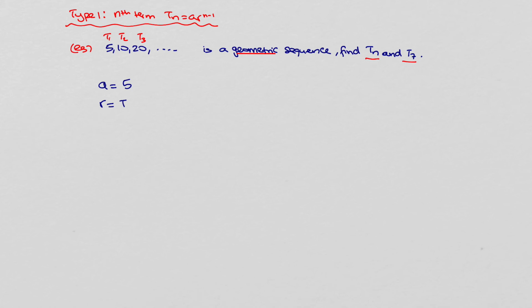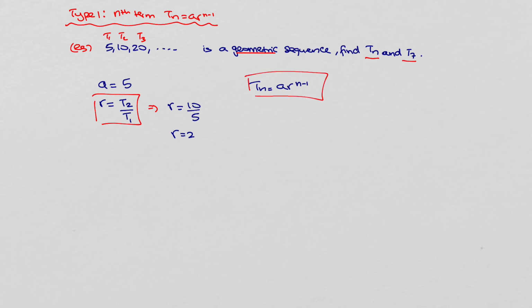So what we're doing is dividing any term by the previous term to get my common ratio. So r is 10 divided by 5, therefore r is 2. Now I can write down my general term for my geometric sequence: a, which is 5, times r to the power of n minus 1. Again, making sure we're only ever putting in 2 to the power of n minus 1. The 5 is not raised to the power of n minus 1.